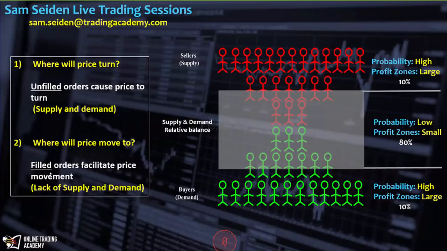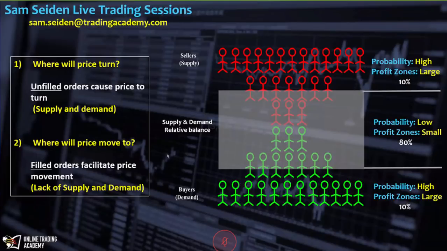Therefore, filled orders answer question number two. Filled orders facilitate price movement, so the lack of a supply and demand imbalance makes it very easy for prices to move. If you look at the screen, when prices fall to price levels where demand exceeds supply, the opportunity to buy is high probability, profit zones are large, and risk reward is ideal. Same thing on the upside for supply. In the middle, we want to do nothing.